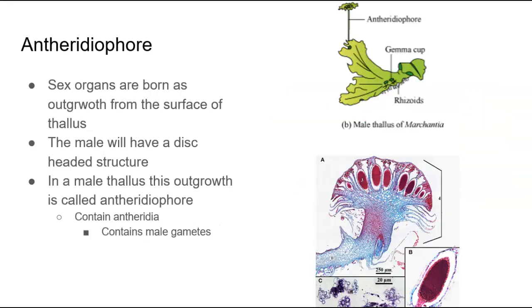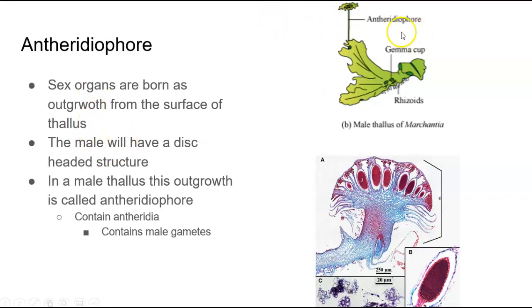Again, we talked about a male and a female thallus. So let's talk about it in a little bit more detail. The male thallus, again, this is a thallus, is going to have something called the antheridiophore. And here is the antheridiophore over here. It's like sticking up from it. It's going to have the male sex organs.